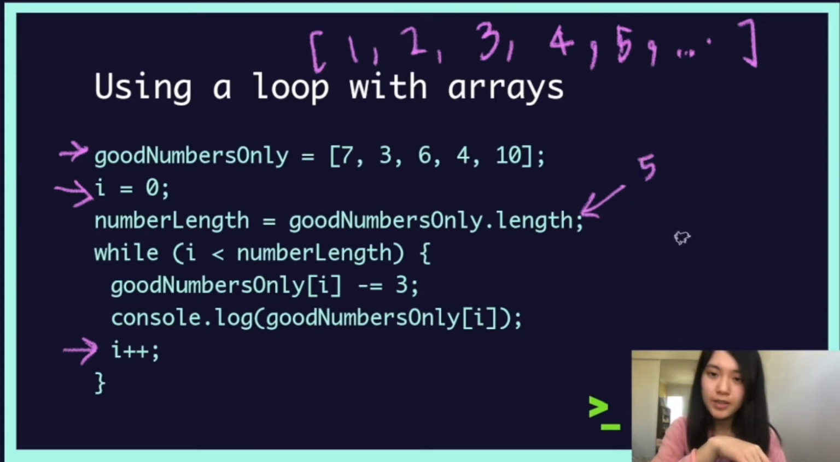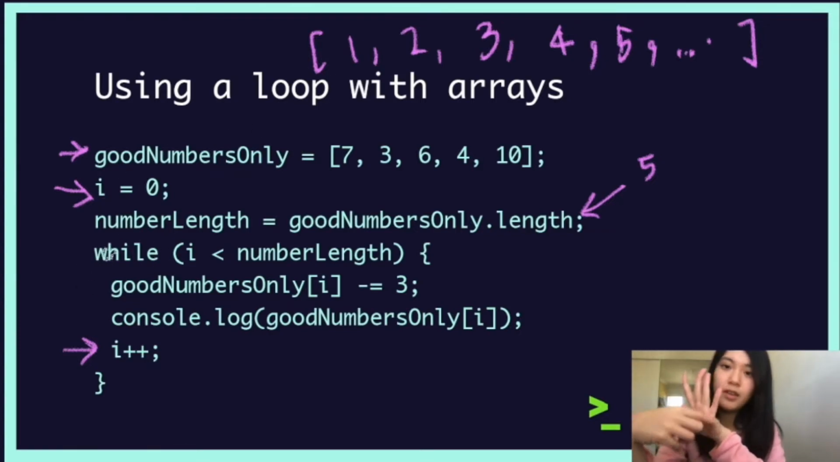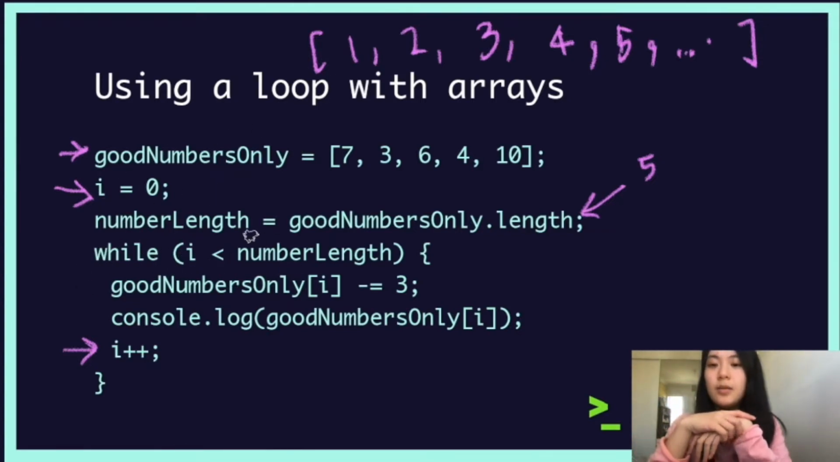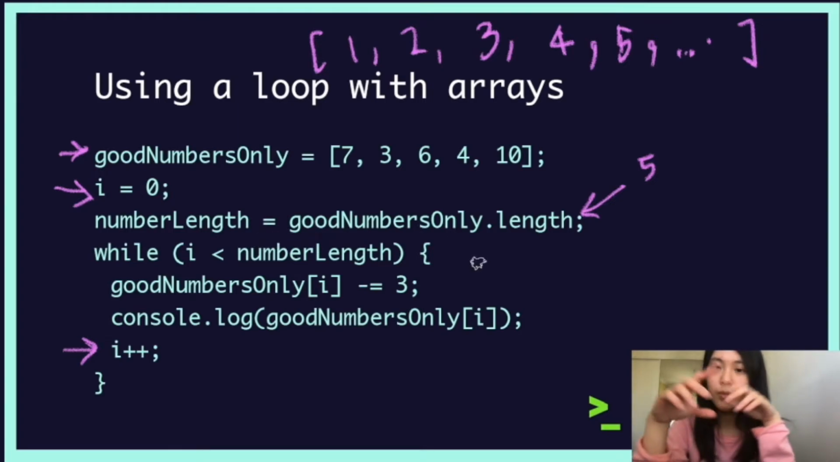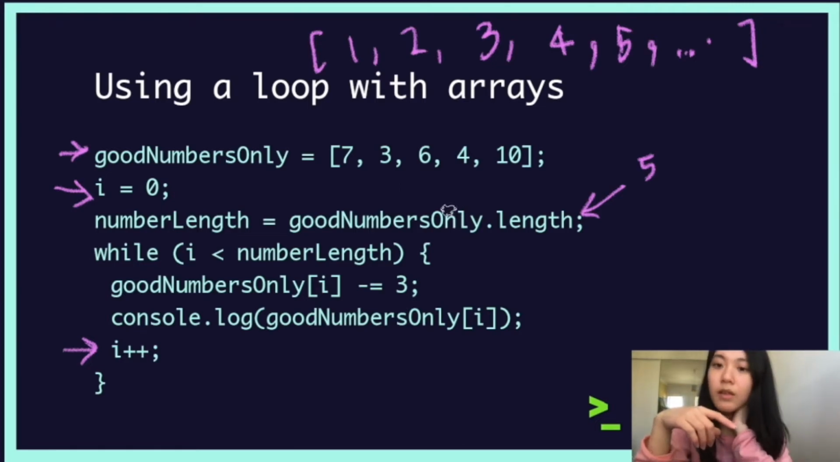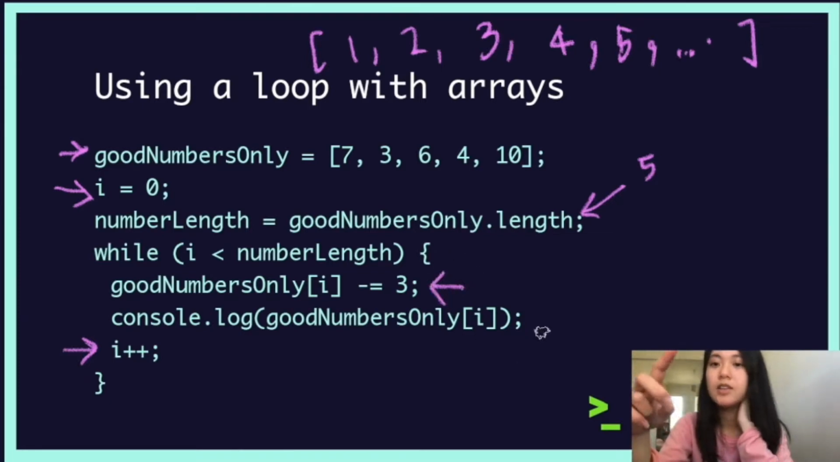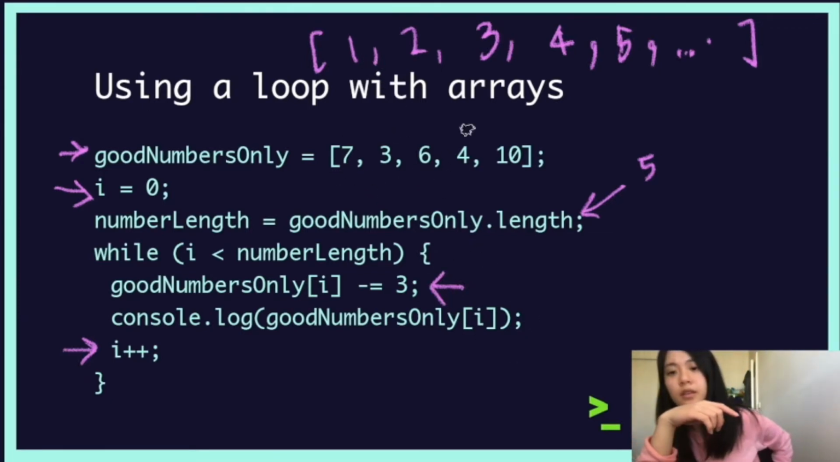So while i is less than number length, which is 5, so while i is less than 5, and if i starts at 0, you know that's 0, 1, 2, 3, 4, 5 values that we go through. And inside the code block, we're going to subtract 3 from every member, and then we're going to print out the member after and then increment 1 to go back to the beginning and check if i is less than the number length again.